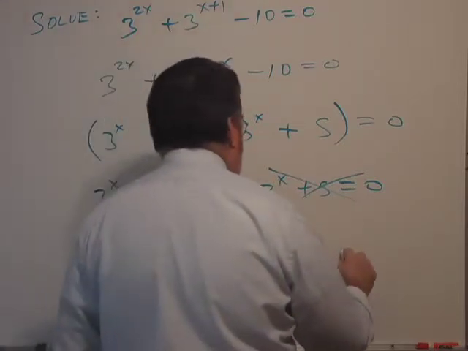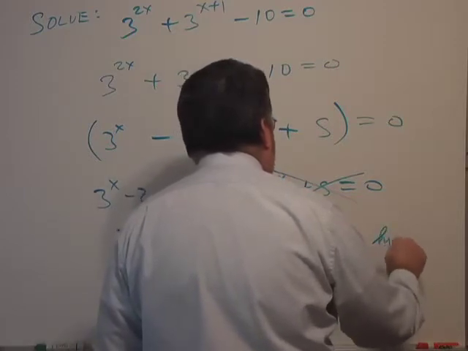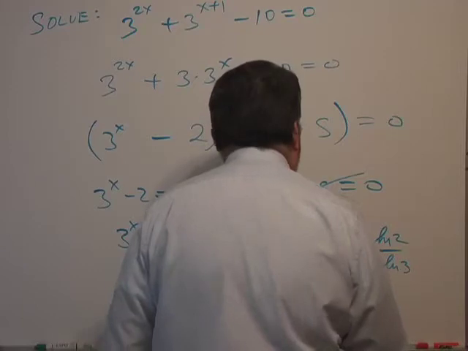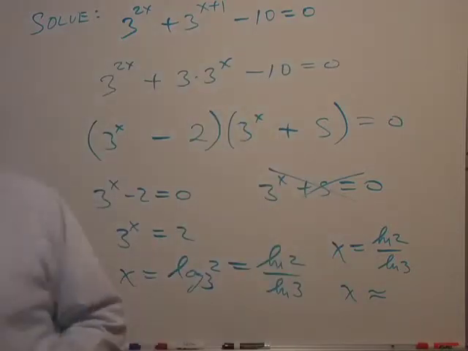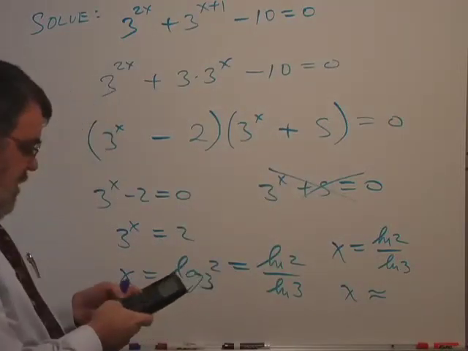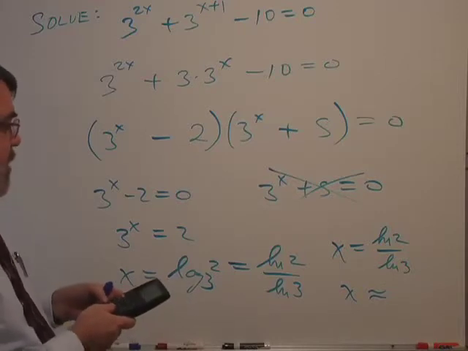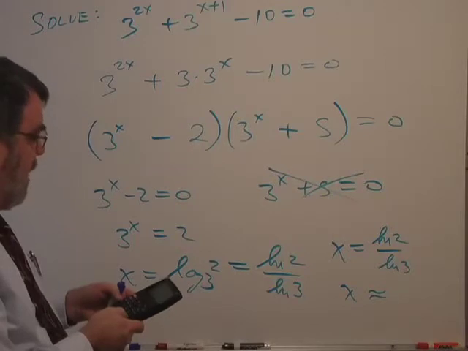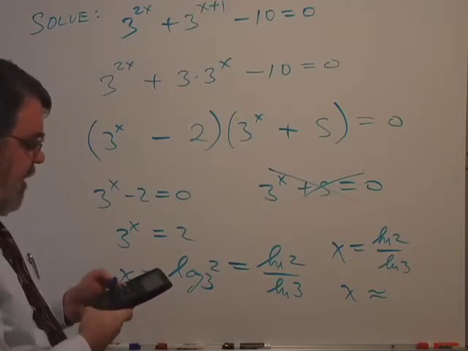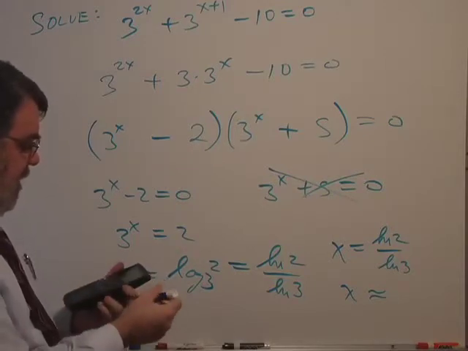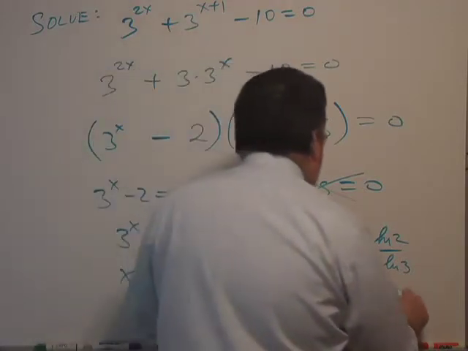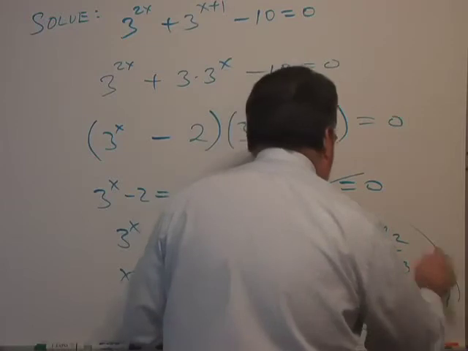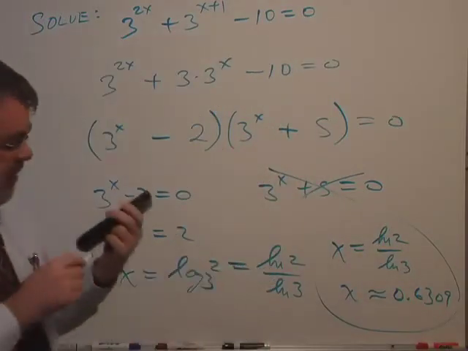x equals natural log of 2 over natural log of 3, which is approximately, and let's see what that is. It would also be log 2 over log 3, common log, it doesn't matter. Natural log 2 divided by natural log of 3 is about 0.6309. Alright, so there's the exact answer and the approximate answer.